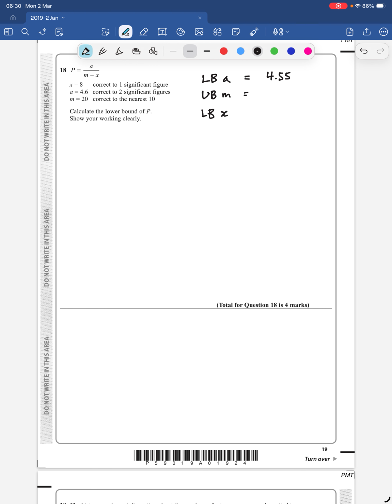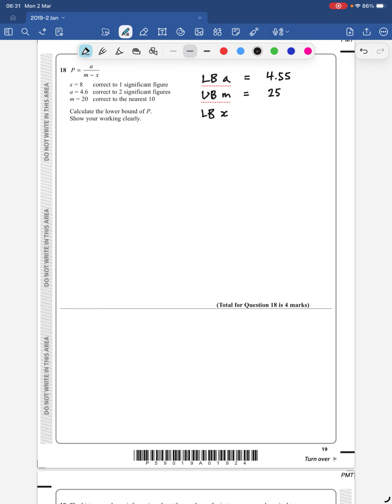So we want the upper bound of m. m is 20 to the nearest 10. So we've got to think of what rounds to 10, 20, 30, stuff like that. Well, the lowest m that's going to round to 20 is 15. And the highest m that's going to round to 20 is 25. Now, I realise, obviously, that 25 rounds to 30, but you mustn't get caught in doing things like 24.999999. It's just not necessary.